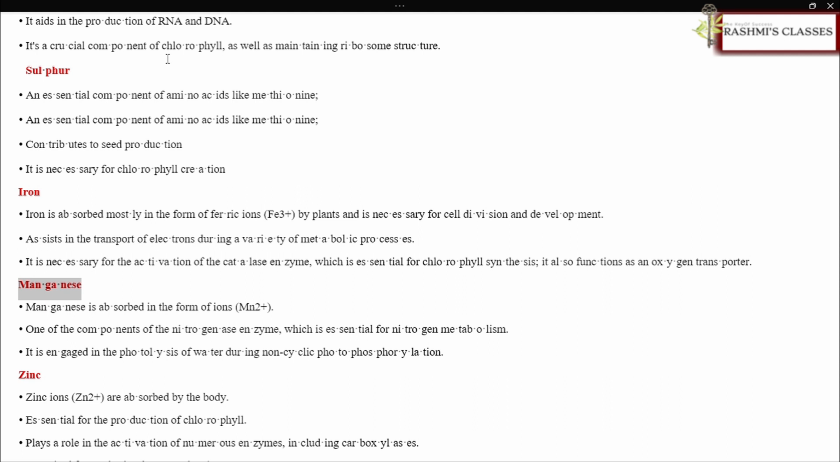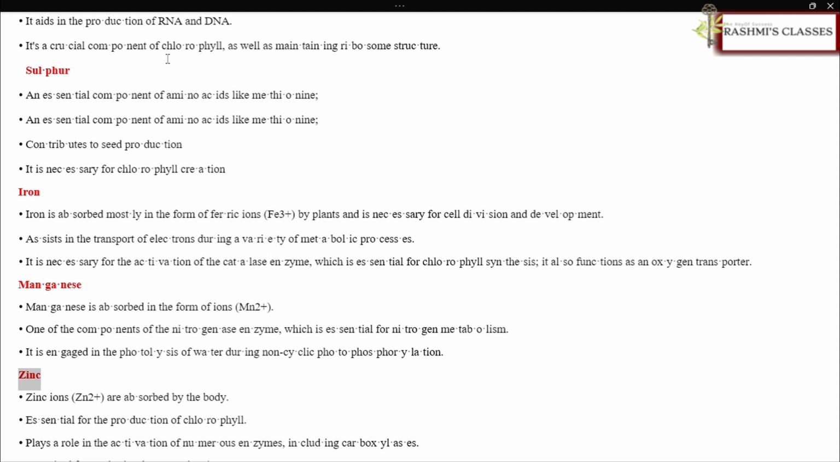Manganese. Manganese is absorbed in the form of ions, Mn2+. One of the components of the nitrogenase enzyme, which is essential for nitrogen metabolism. It is engaged in the photolysis of water during non-cyclic photophosphorylation.